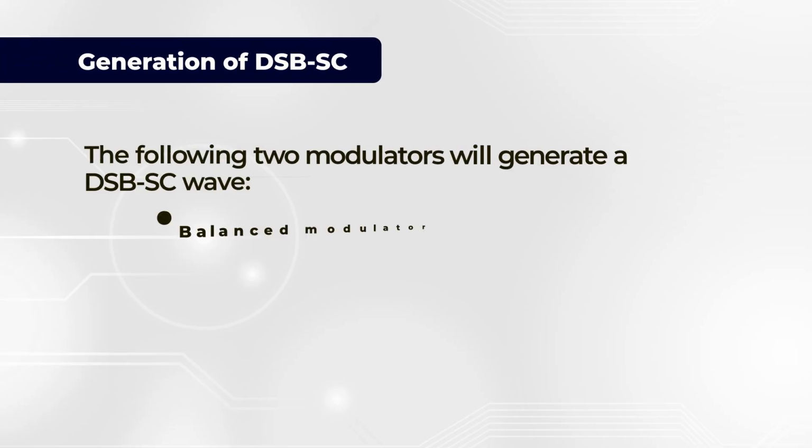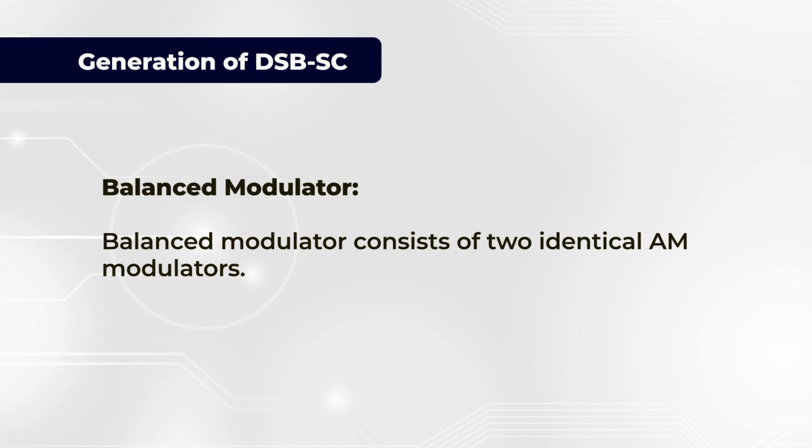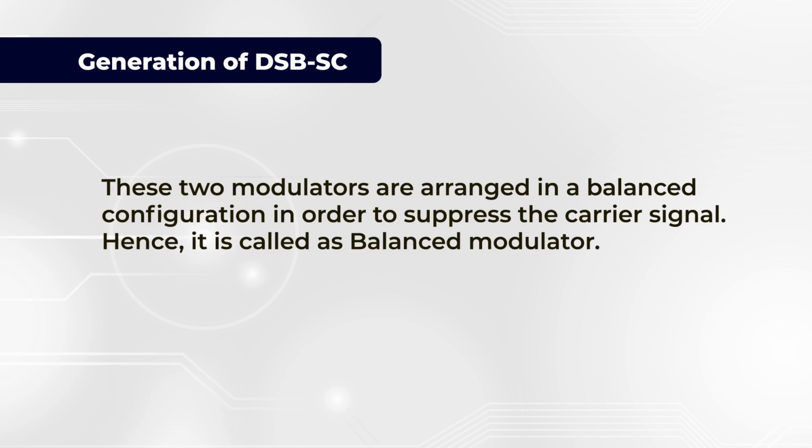Now, next we will see the generation of the DSB-SC signal. There are two types of generators which will generate a DSB-SC signal. The first one is the balanced modulator and the second one is the ring modulator. The balanced modulator consists of two identical AM modulators. These two modulators are arranged in a balanced configuration in order to suppress the carrier signal. Hence, it is called a balanced modulator.